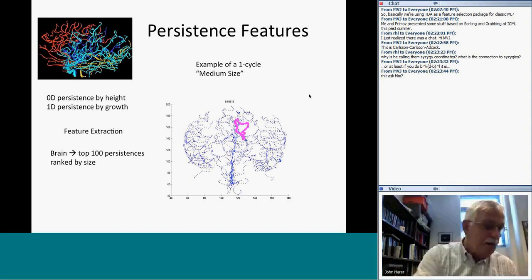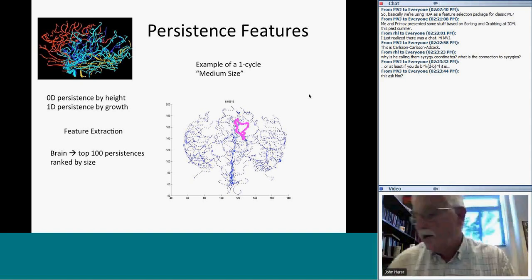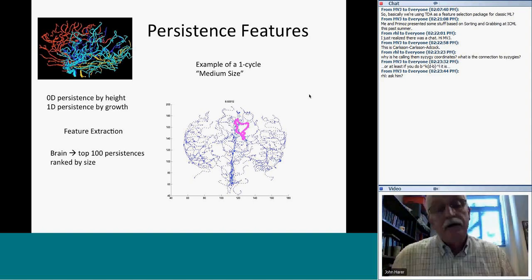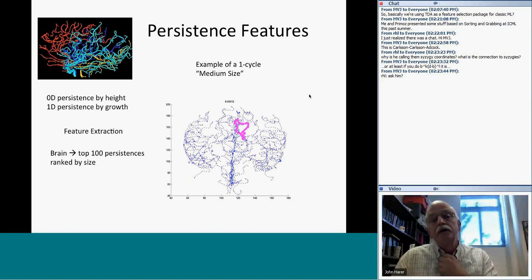So according to Paul, they tried the binning approach, and it didn't work very well. So instead, what they decided to do was to take the top 100 persistences for the points, take the points whose persistence was the top 100 values, and rank those by size. You can just take the persistence values, get a point in 100 dimensional space, and use those as the training features.